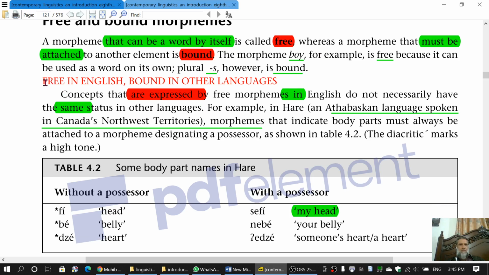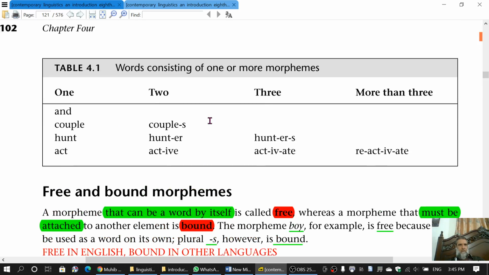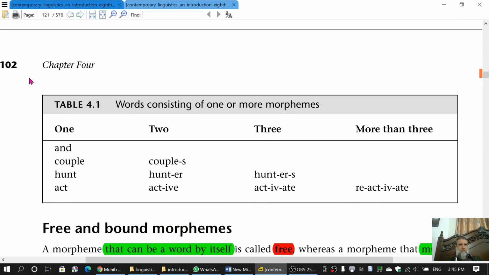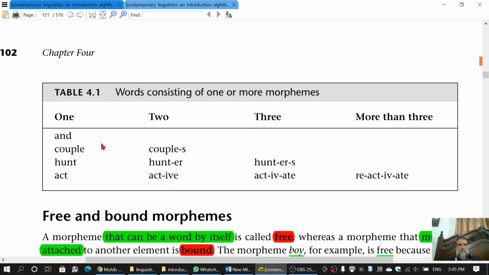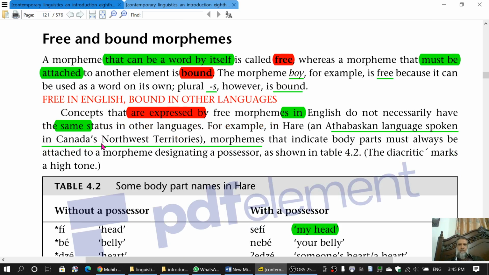However, this is the new item for you, and you should note it and add it with the free and bound morpheme you have done from Yule. And this is O'Grady's book, page number 102. You can open the book I have shared with you in the group and look at this page. You can take the printouts as well in order to use it as your notes.